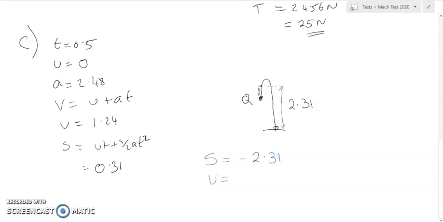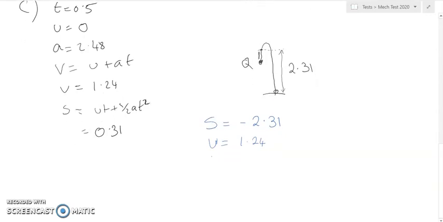Do we know its initial velocity? Yes, we know that the initial velocity for the particle is going to be the final velocity from the previous phase. It's going to be traveling upwards at a velocity of 1.24 meters per second. Do we know its final velocity when it hits the ground? No, we don't. That looks like a v, right? And then a, well, what's its acceleration going to be?